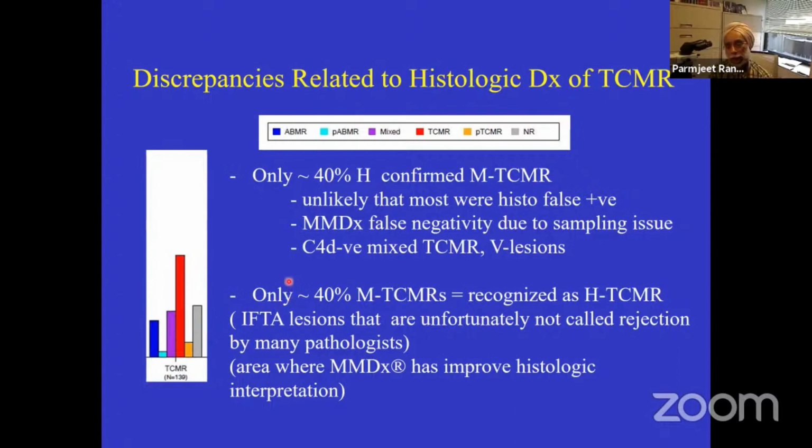On the contrary side, only 40% of molecular TCMRs would recognize histologic TCMRs. And there, I think some of the pathologists are at fault because historically, many IFTA lesions have not been called rejection. Only lately, we've started calling them chronic active TCMR. So I think this is an area where molecular diagnostics help us to improve histologic interpretation and help us refine our understanding of the biopsy changes.